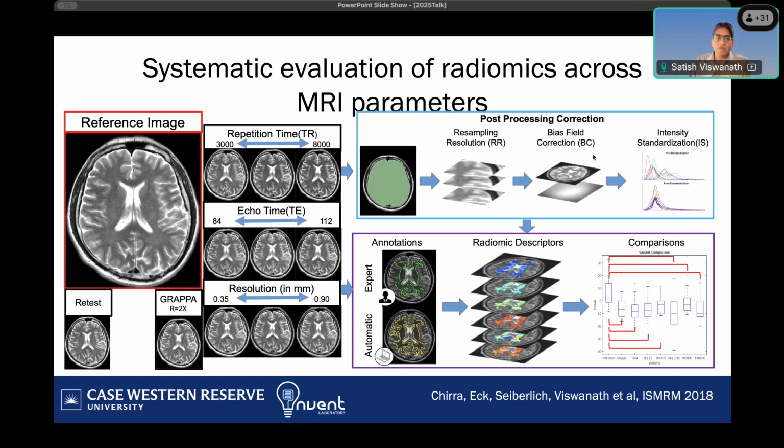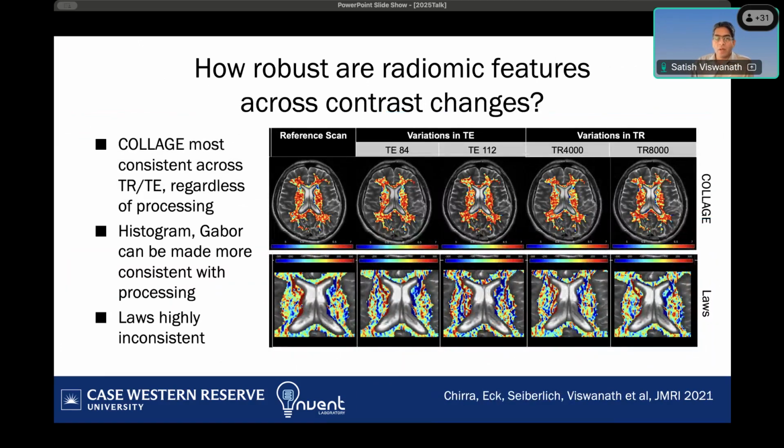So we found that a lot of the second order features, a lot of these co-occurrence type features, were actually pretty consistent if we looked at variations in echo and repetition times. In other words, contrast differences in the images. You can see a pretty consistent signature here for this heterogeneity feature, whereas some of the more edge-based features or some of the more pattern-based features may be a little bit more inconsistent. You see very slight differences, which is enough to cause very different heat maps.